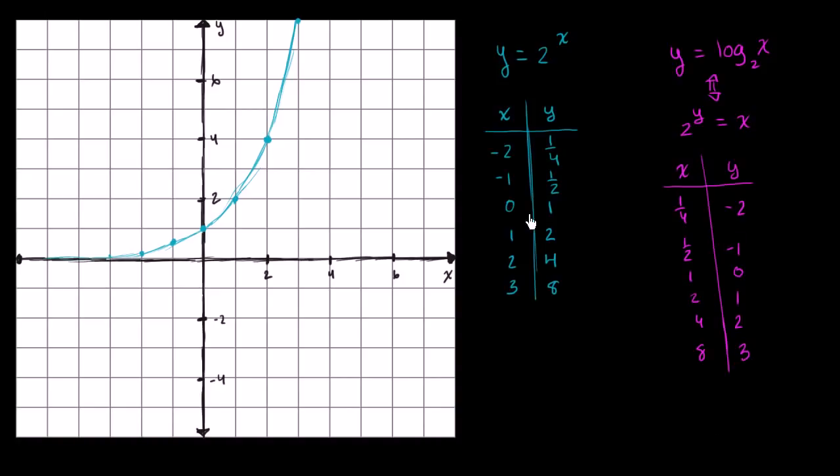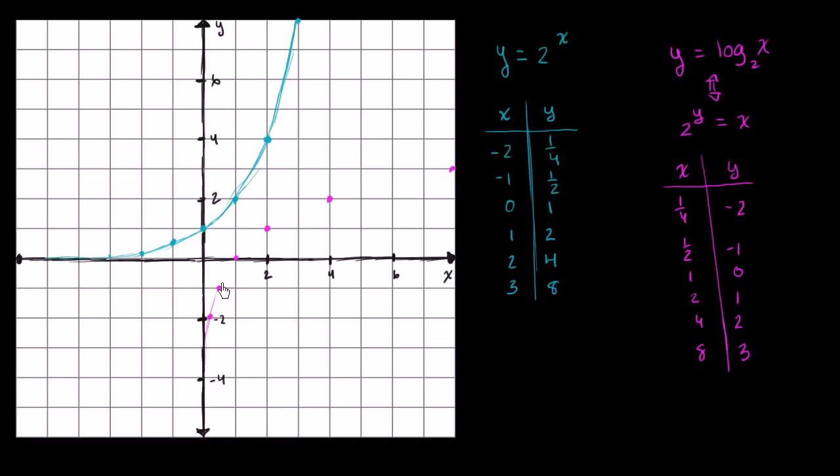Notice, all we did is we essentially swapped these two columns. And so let's graph this. When x is equal to 1/4, y is equal to -2. When x is 1/2, y is equal to -1. When x is 1, y is 0. When x is 2, y is 1. When x is 4, y is 2. When x is 8, y is 3. So it's going to look like this.